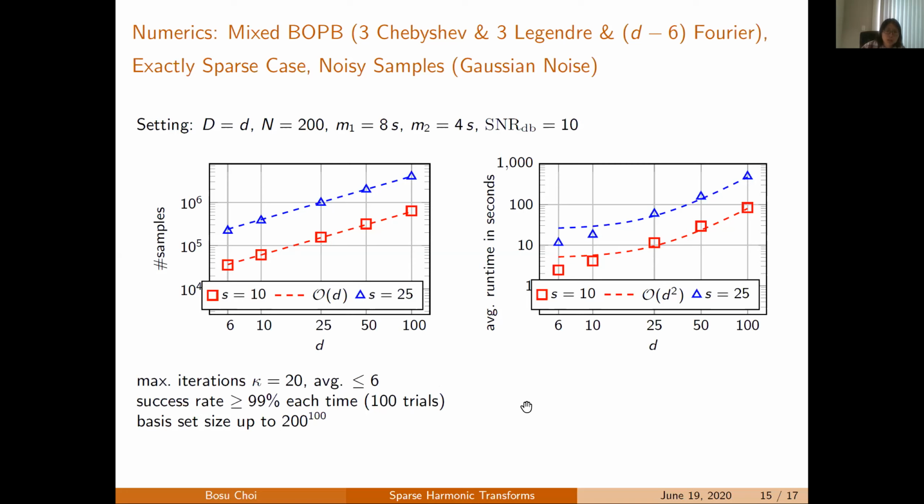And I want to emphasize that with the naive algorithm, we need to search over 200 to the at most 100 possible basis functions, but instead we more cleverly search only 10 or 25 basis functions, which correspond to fairly large transform coefficients.